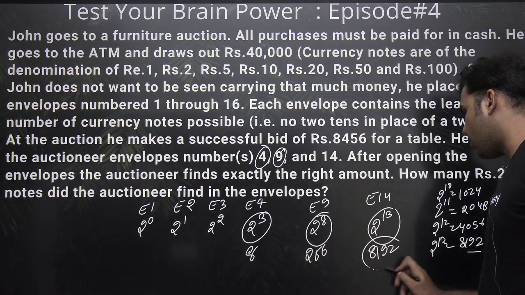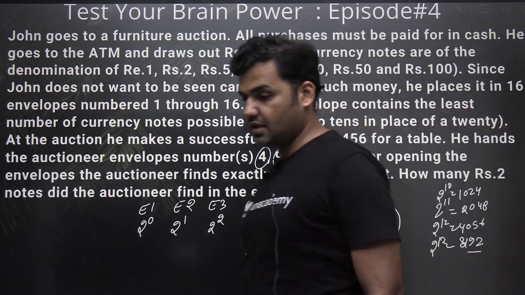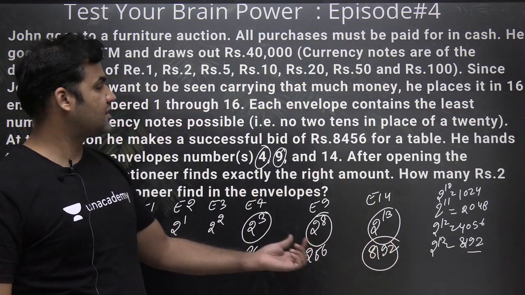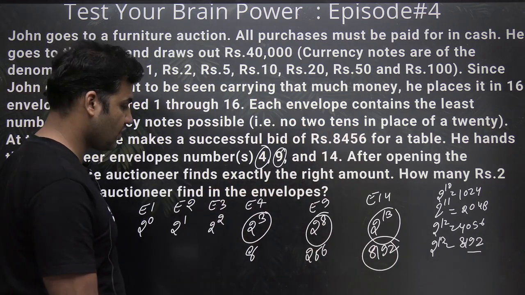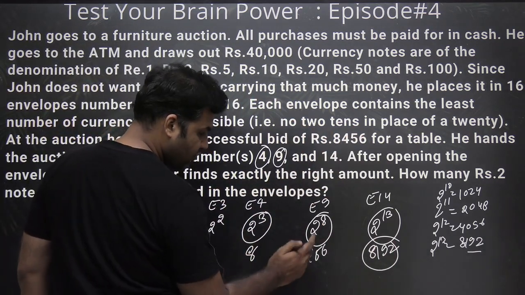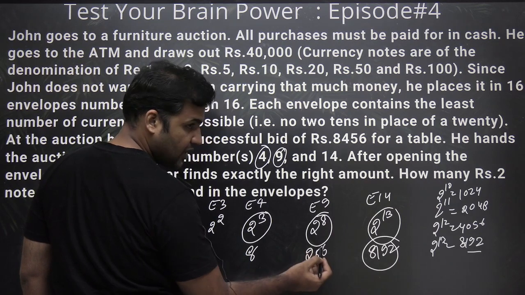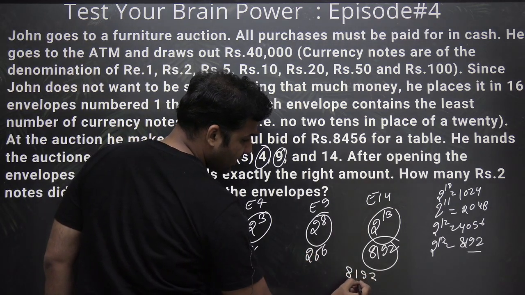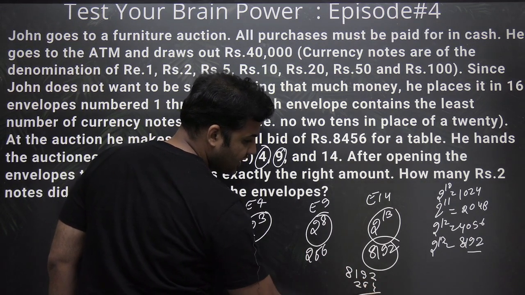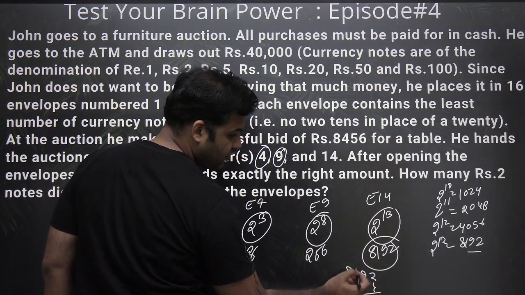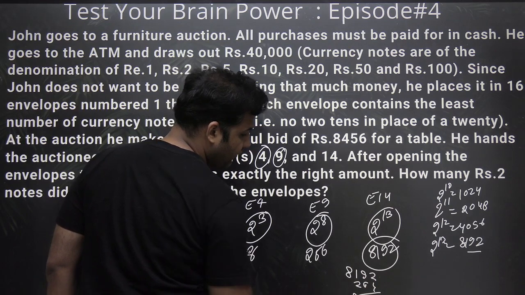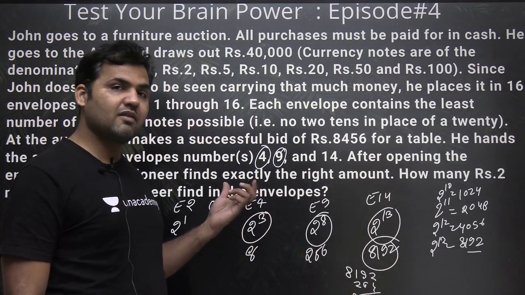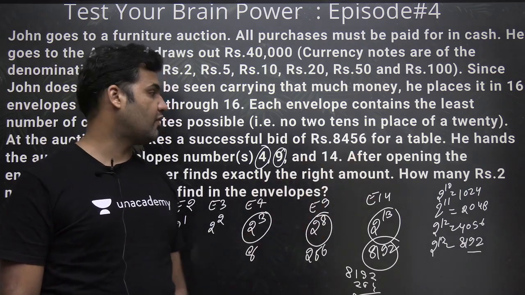This is the amount of money he has in these three envelopes, right? So now let's add them up and check whether it comes out equal to 8456 or not. 8 plus 256 would be 264. So 8192 plus 264 gives 8456. Yes, he is able to pay 8456 using envelope number 4, 9 and envelope number 14.